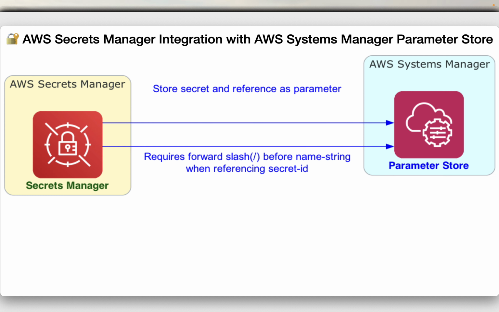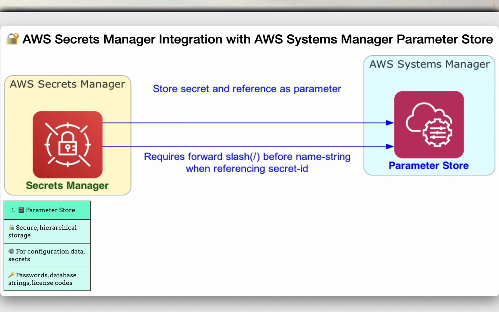Okay, now AWS Secrets Manager integration with AWS Systems Manager Parameter Store. Secrets Manager is dedicated to storing secrets, as we see, credentials and all. But there is another service, Systems Manager Parameter Store, which also has the capability to store secrets. So let's see what is the difference.